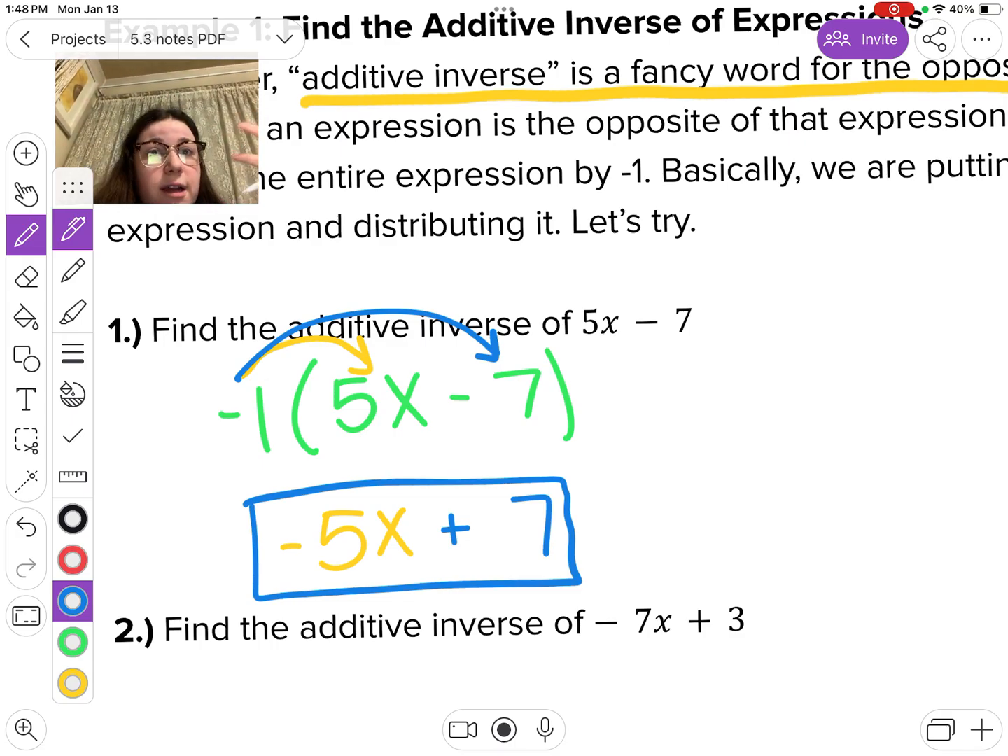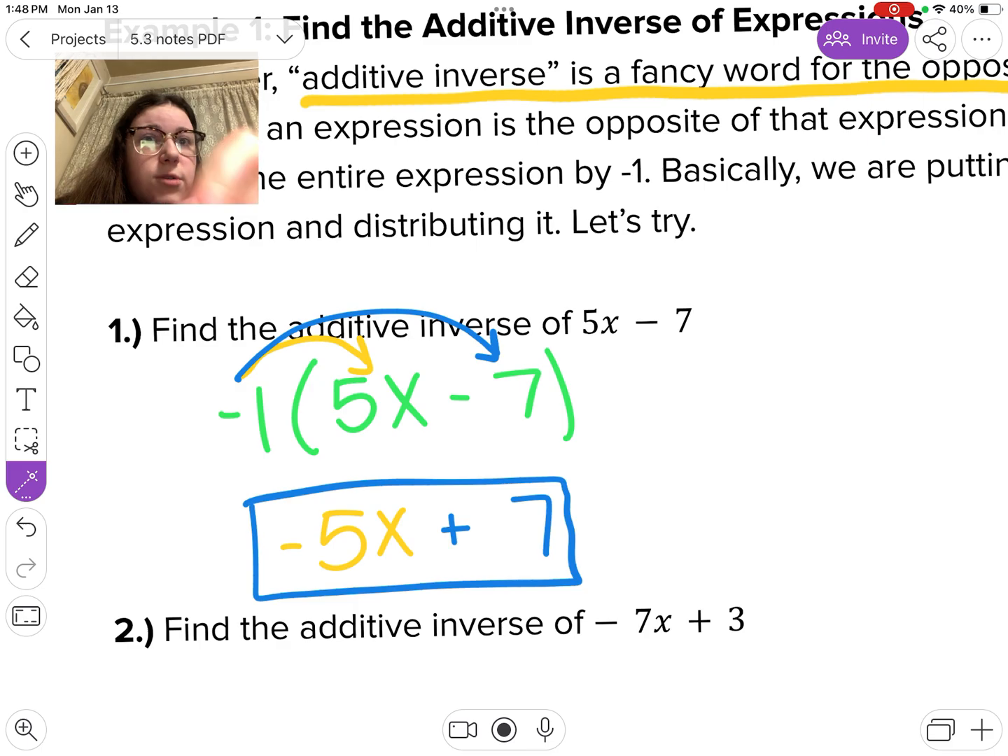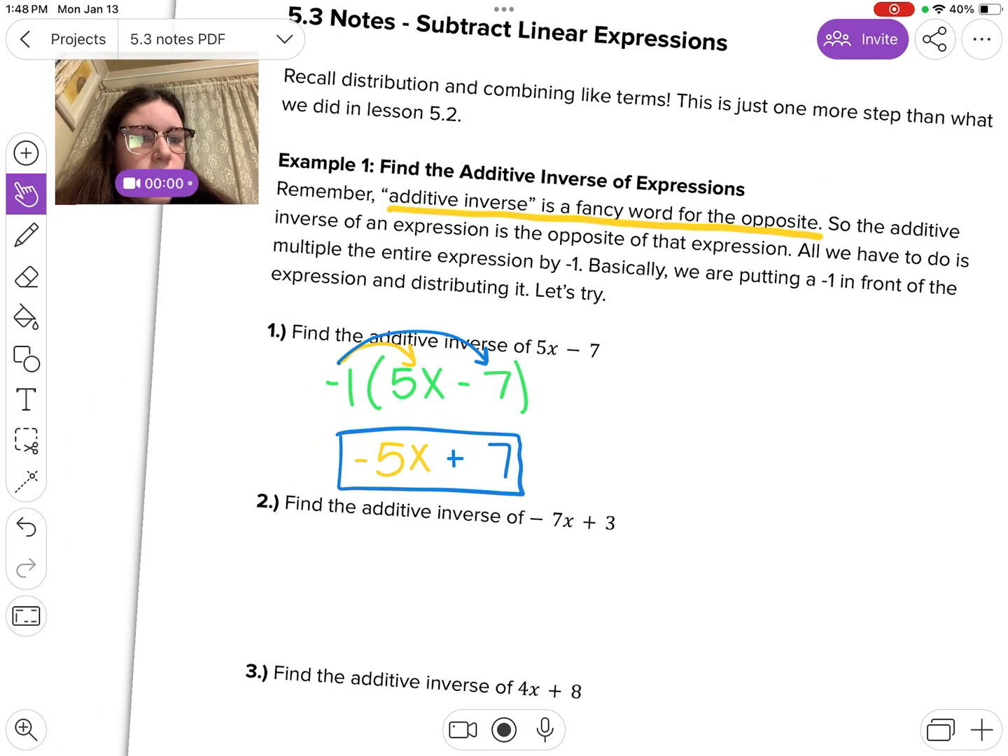So again, going back to when we learned this originally, the additive inverse of 7 is -7. Well, what's 7 times -1? -7, right? It's the same thing as what we've done. We're just now applying it to 2 different terms, okay? But we can do that because you just distribute this -1 to both things. Let's try the next one.